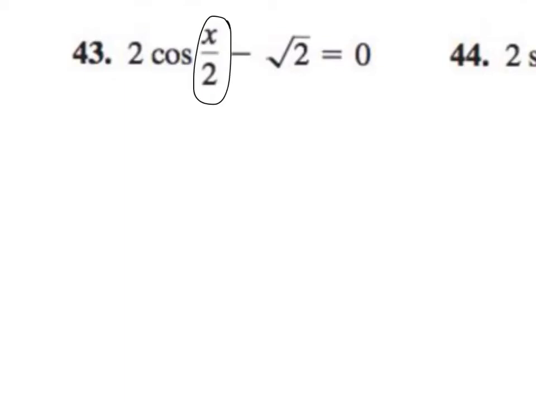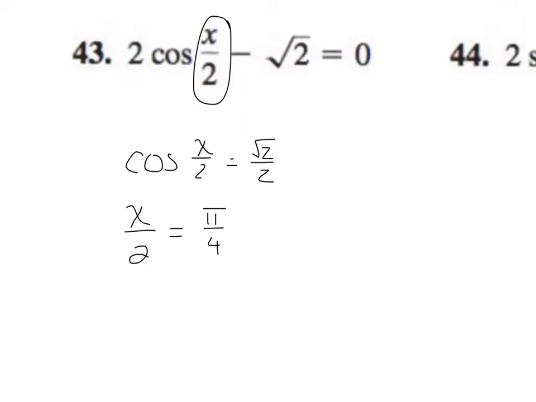Add root 2, and then divide by 2, and we're going to end up with this. And where does cosine equal root 2 over 2? Well, that happens at pi over 4 plus 2n pi. And cosine's also positive in quadrant 4, that's 7 pi over 4 plus 2n pi.